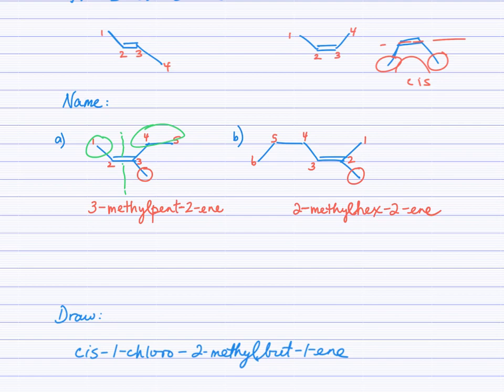And so I forget now about this green line for the perspective, and now I focus in on the double bond. So where are those green circled groups appearing relative to the double bond? Well, they're both above, so they're on the same side, so that is the cis. So cis-3-methylpent-2-ene.